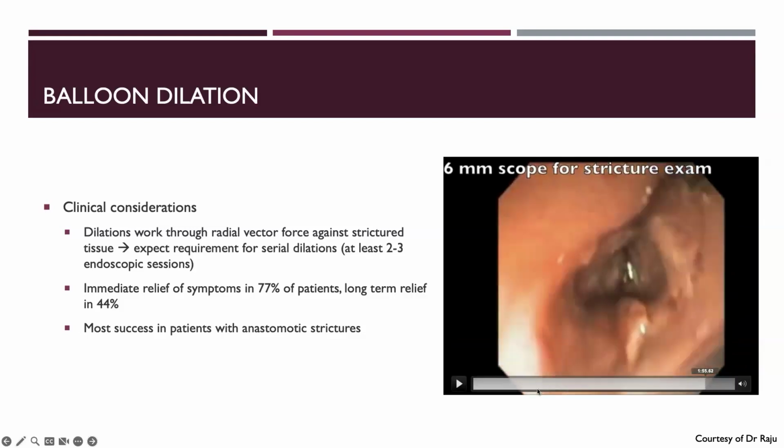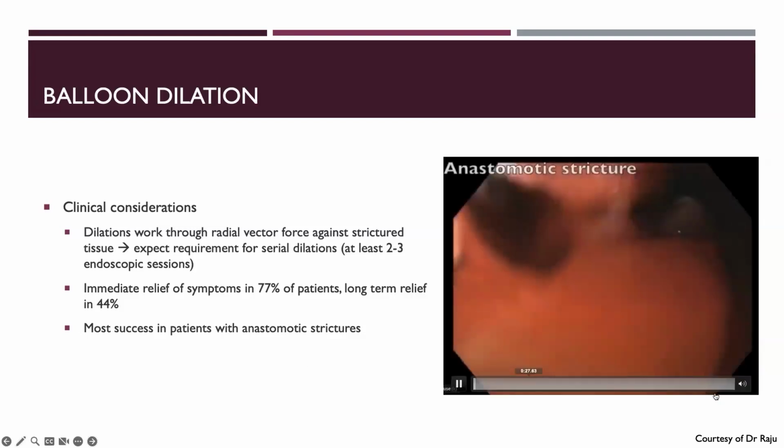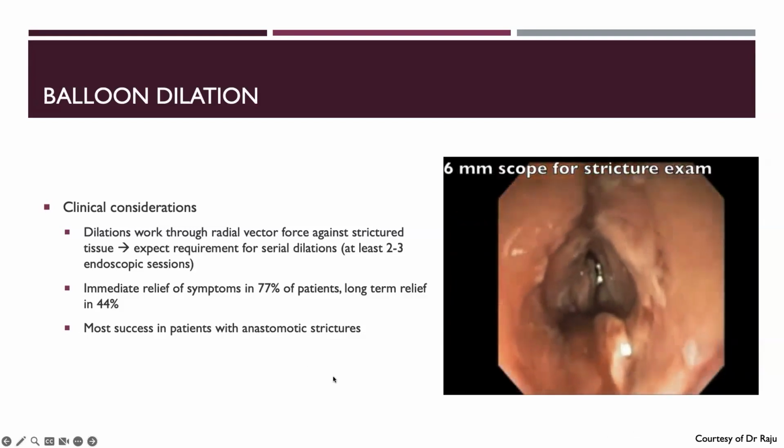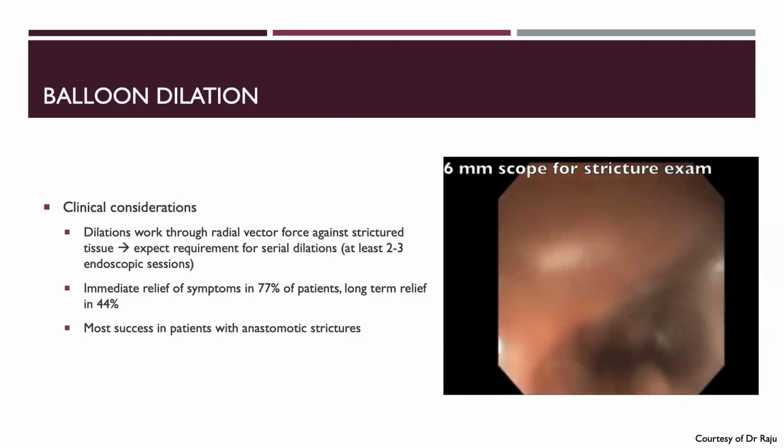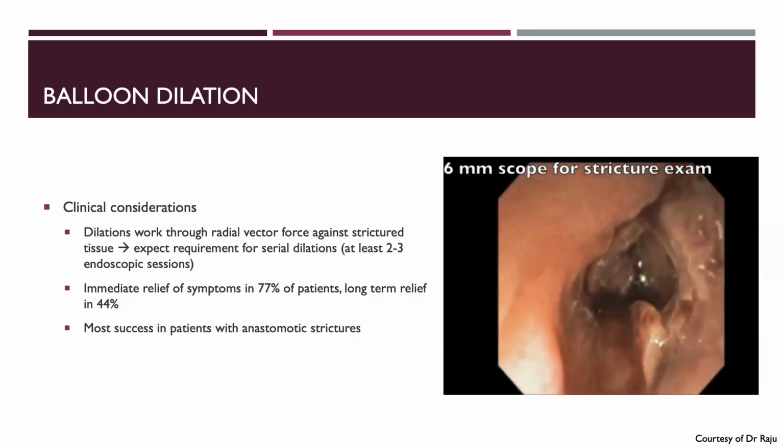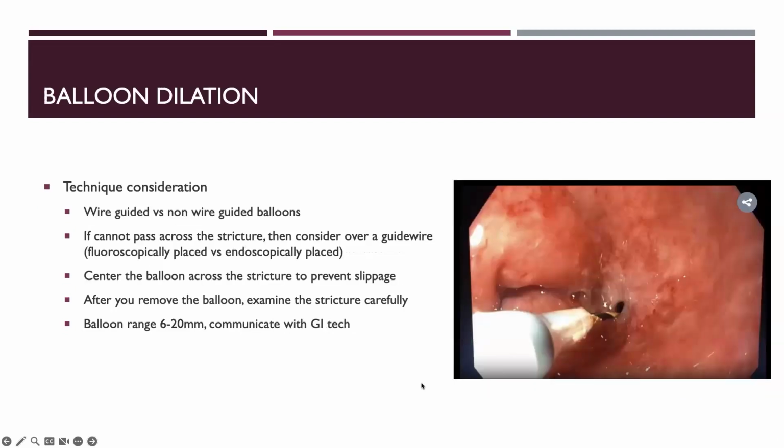And then you can use a small 6 millimeter scope to go through the stricture and visualize the entire length of the stricture, if you can, after dilation. So what if you cannot go all the way through, and you still want to balloon dilate? You can see this is another tight stricture, very, very tight.